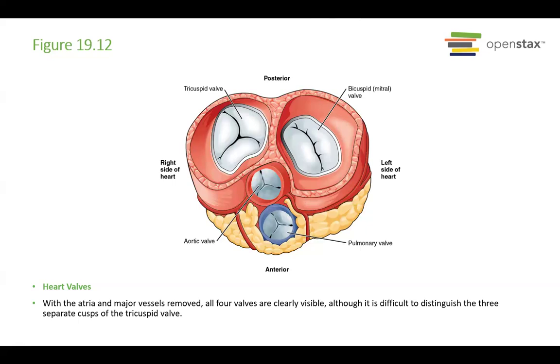Would you get points off if you just say the mitral valve? Well, you have to specify it is the left atrioventricular valve. Then that'll do it, because there's only one left atrioventricular valve. But if you say bicuspid valve, that's 100%.